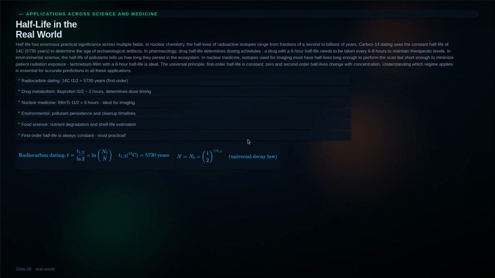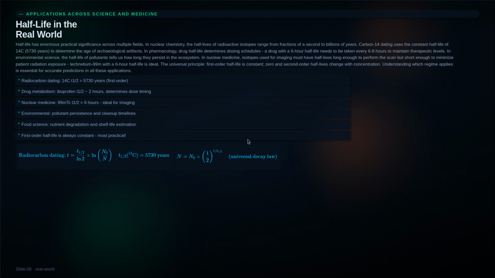Half-life has enormous practical significance across multiple fields. In nuclear chemistry, the half-lives of radioactive isotopes range from fractions of a second to billions of years. Carbon-14 dating uses the constant half-life of carbon-14, 5,730 years, to determine the age of archaeological artifacts. In pharmacology, drug half-life determines dosing schedules. A drug with a 6-hour half-life needs to be taken every 6 to 8 hours to maintain therapeutic levels. In environmental science, the half-life of pollutants tells us how long they persist in the ecosystem.